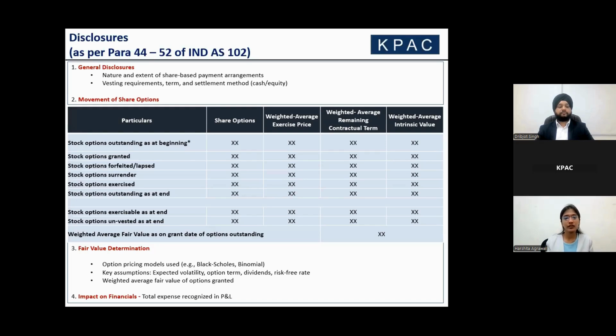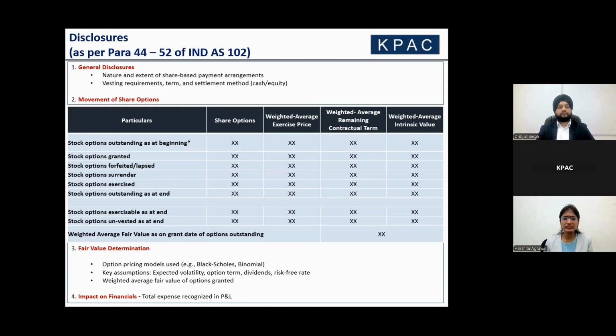Third point is the fair value determination. So this section explains how the fair value of ESOPs is calculated, covering the valuation models used, key assumptions, and the weighted average fair value of the granted options. And last is impact on financials. Finally, companies must disclose the total ESOP expense recognized in the P&L during the period. This expense is a direct cost of employee compensation and it affects profitability.